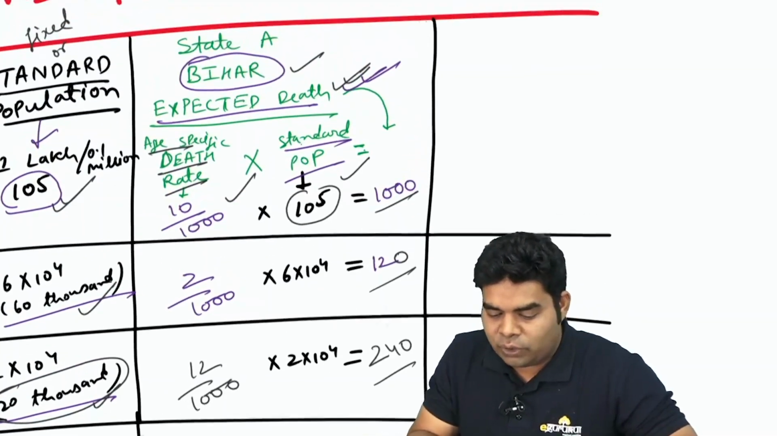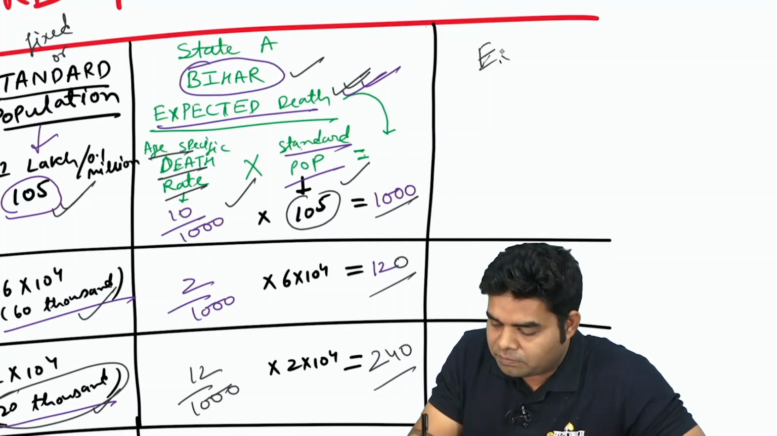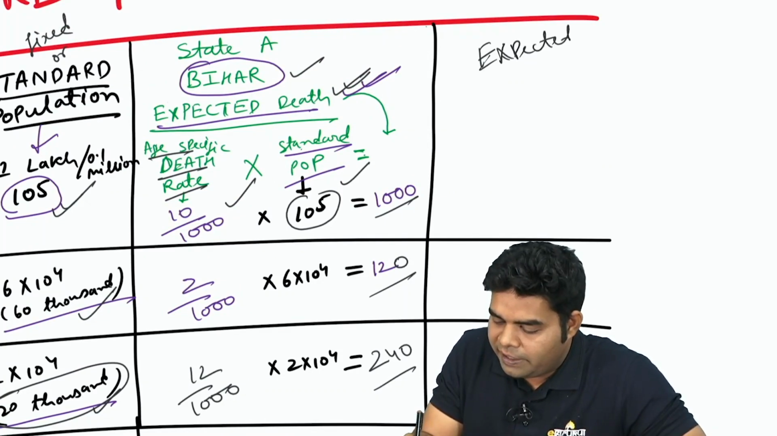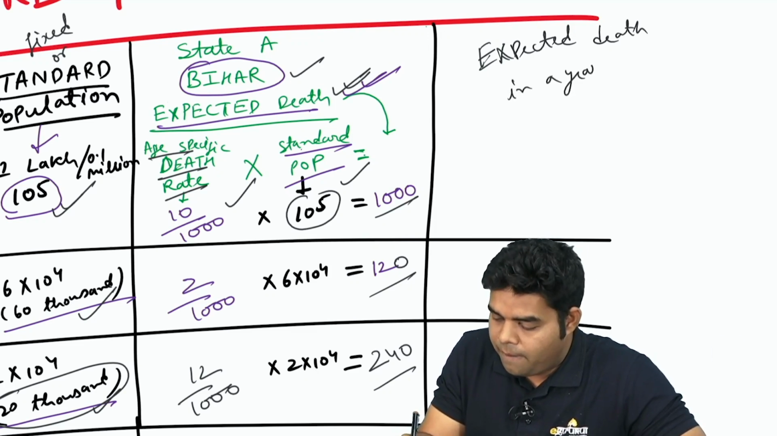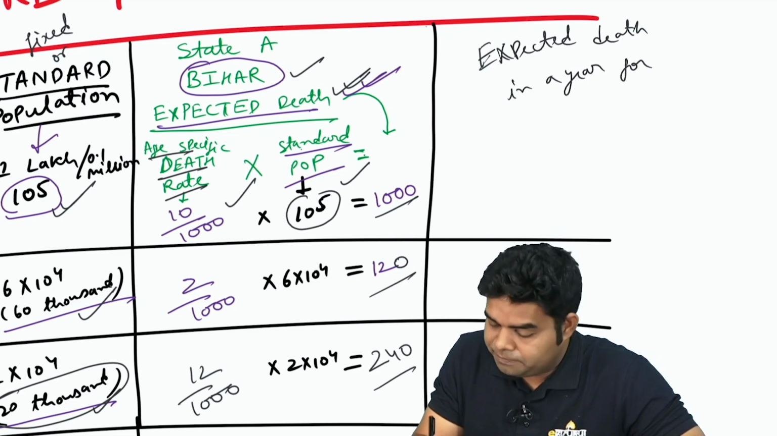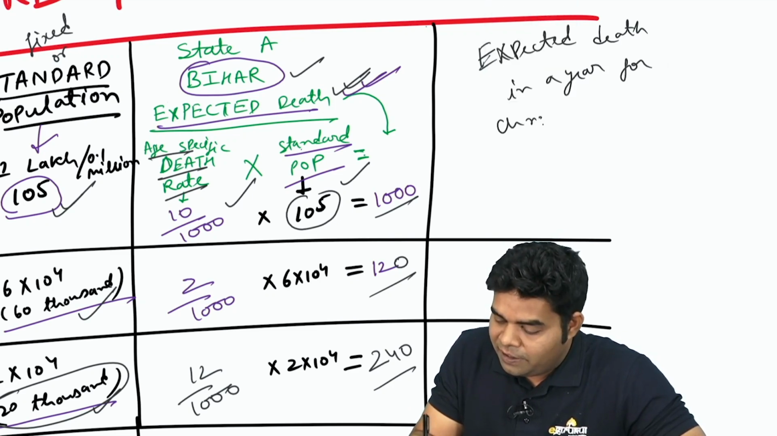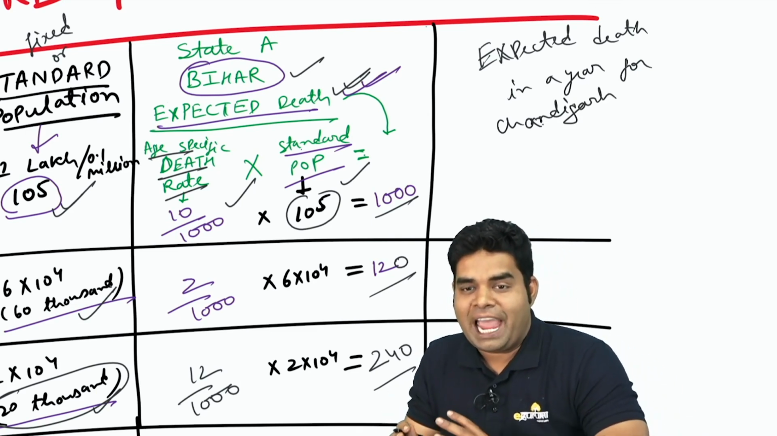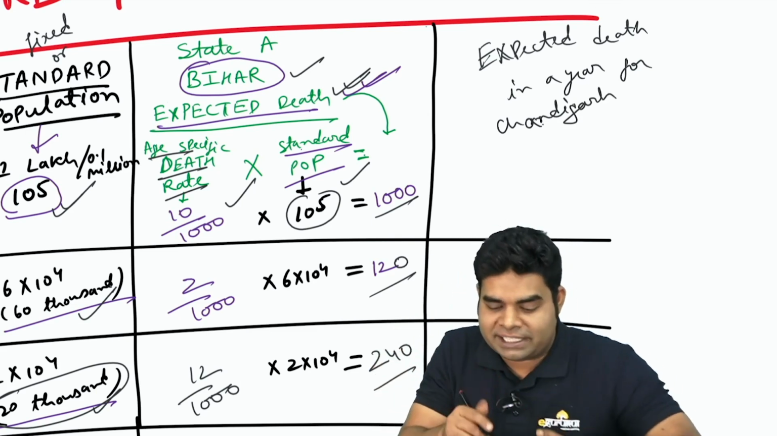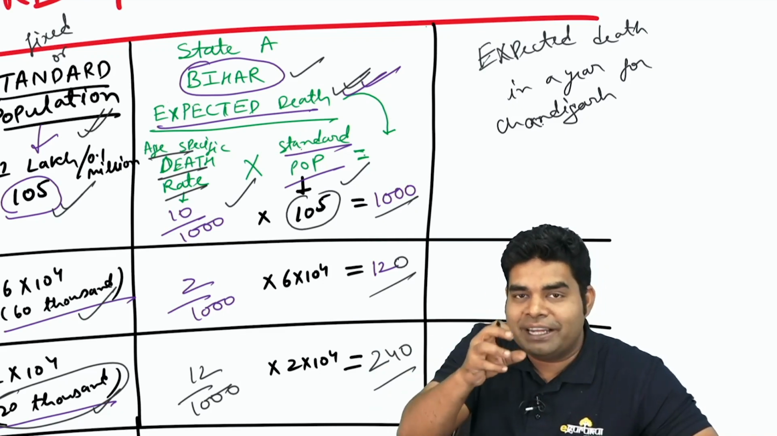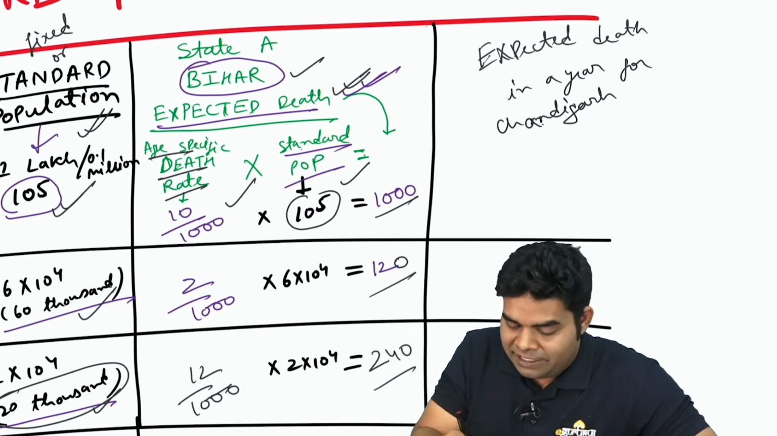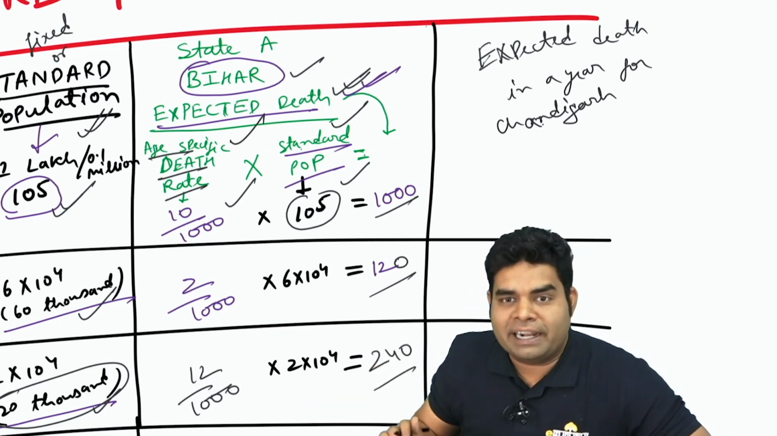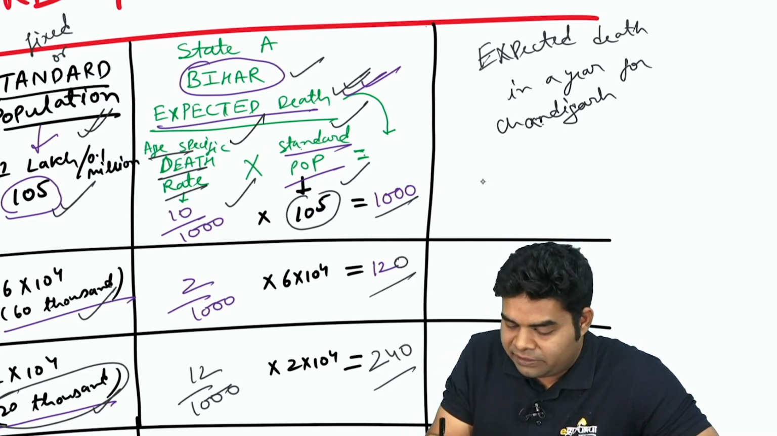Similarly, we can also calculate the expected death in a year for Chandigarh, or for state B. And remember that we are getting this expected death in comparison with the standard population. When we multiply the age-specific death rate with the standard population, then we will get the expected death. So what is the age-specific death rate?